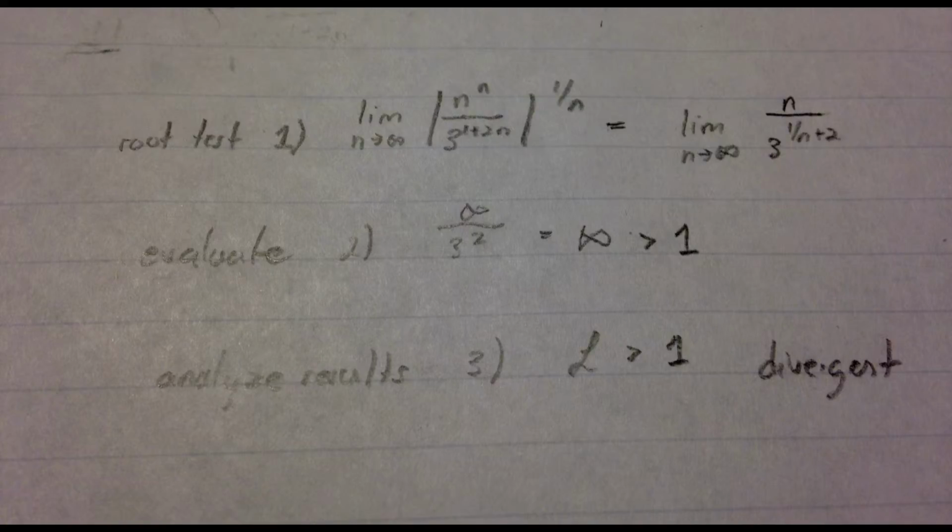So it's important to understand that the steps we did were: first, evaluate the limit. Second, check if the limit was less than or greater than 1. And lastly, determine if it was divergent or convergent. And that's basically the trend you're going to have when you're solving with the root test. It's rather simple.